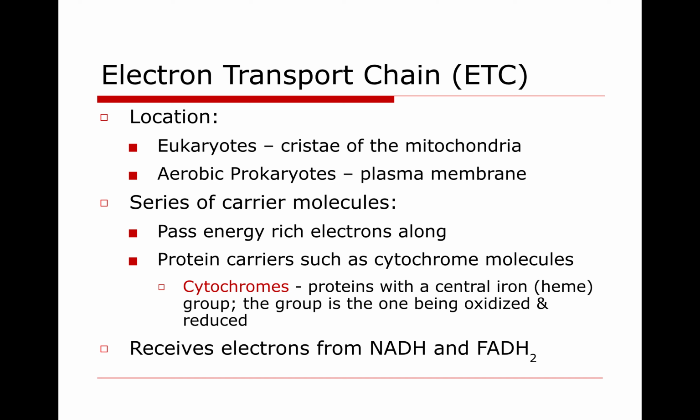So these electrons are going to come from those little Expo markers, right? NADH and FADH2. That's where the electrons are coming from. We're going to steal them from them, pass them along like a hot potato, until the potato's not hot anymore, and we're done with them, and we can put them back in the cycle and reuse them.